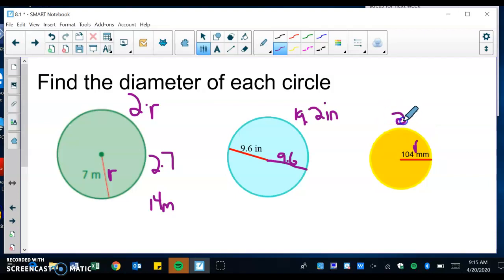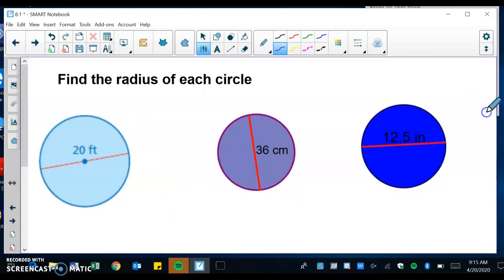So that's the radius. Then that would be 2 times the radius, because we've got to get to the other side of the circle. So that'd be 2 times 104, which would be 208 millimeters. So that's how to find diameter. It's twice your radius. Now, how to find the radius of a circle if you're given the diameter.